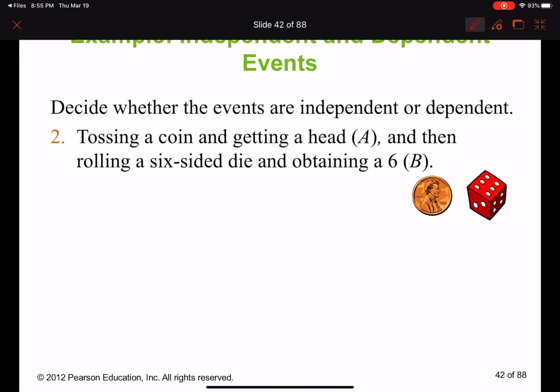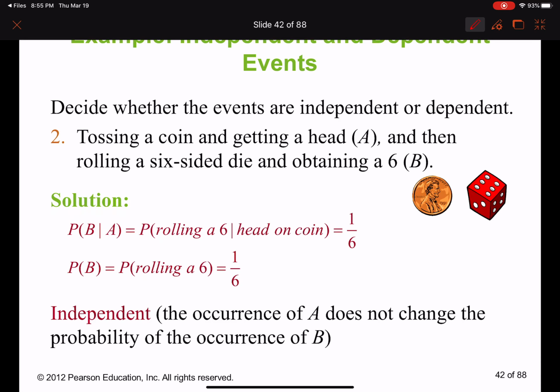Now here, tossing a coin and rolling a die. These two events are independent. There's no way they can affect each other. So the probability of tossing a coin, how much is it going to be? 1/2, right?